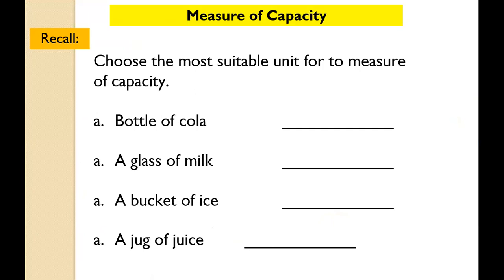Choose the most suitable unit for the measure of capacity. A bottle of cola, what are we going to use, milliliters or liters? We can say liters. A glass of milk, we can say milliliters. A bucket of ice, this one is liters, and a jug of juice is liters. You know this already, we are just recalling it.